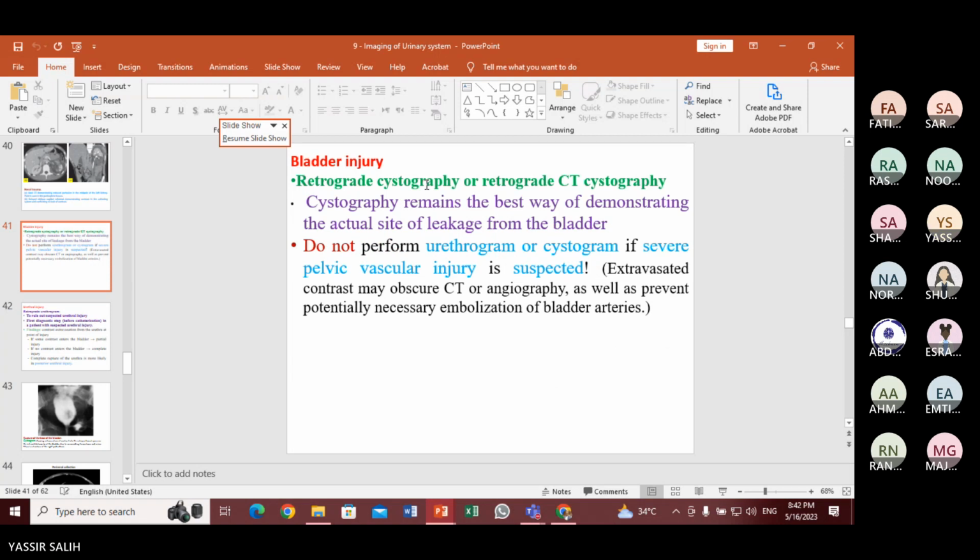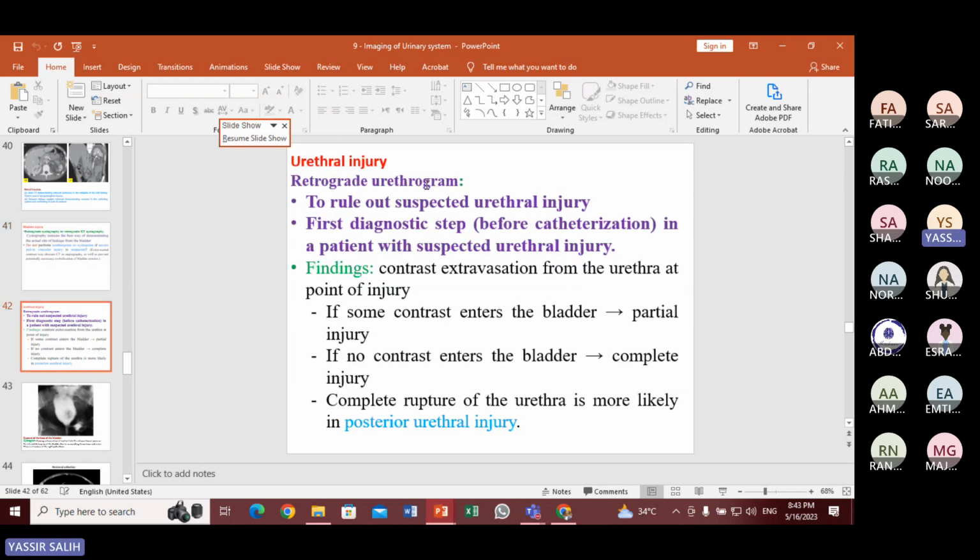Retrograde urethrogram, or ascending urethrogram, as we said, we place the catheter on the distal part of the urethra in the area of the navicular fossa. We don't introduce the catheter into the urinary bladder. So this retrograde urethrogram is useful to rule out suspected urethral injury.